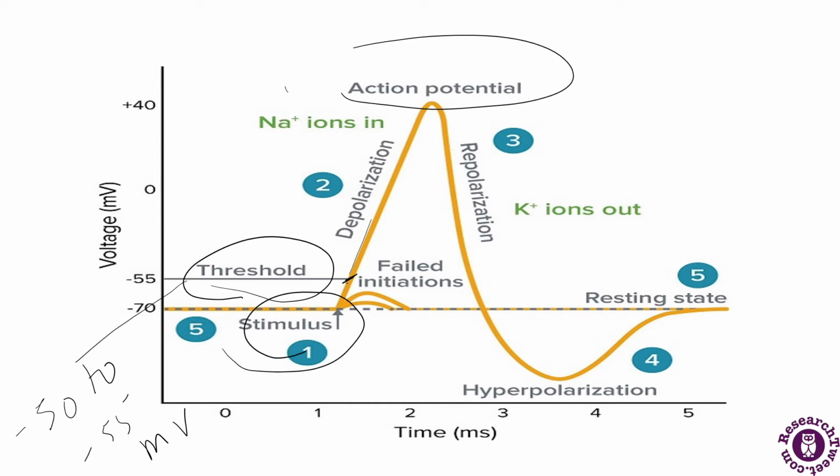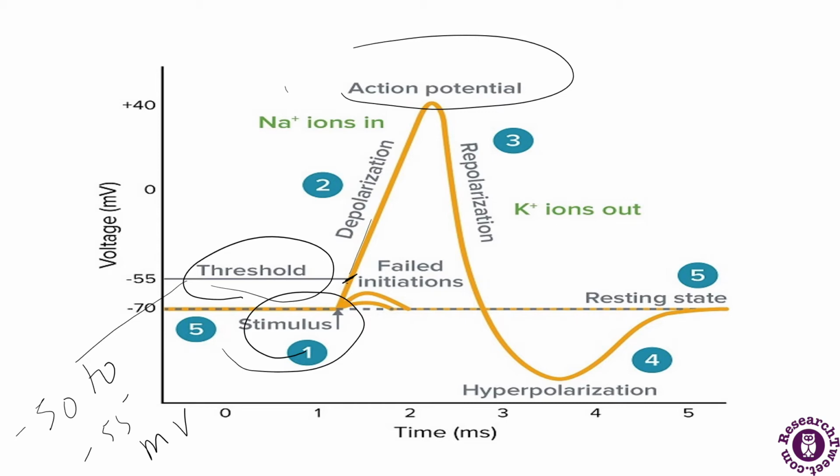Now, the action potential has 3 phases: depolarization, overshoot and repolarization. There are 2 more states of the membrane potential related to the action potential: the hyperpolarization, which precedes the depolarization, and the second is hypo and hyperpolarization. So first we will be discussing the depolarization.